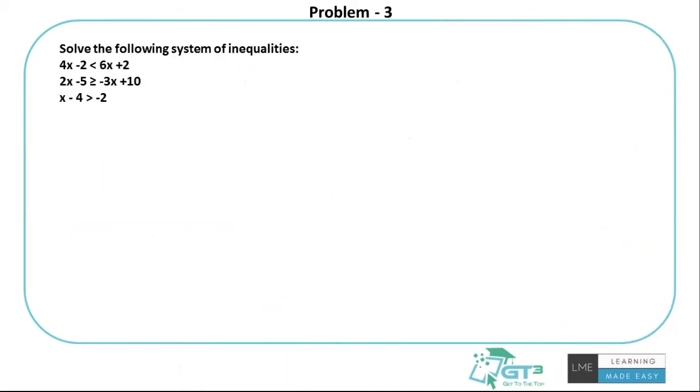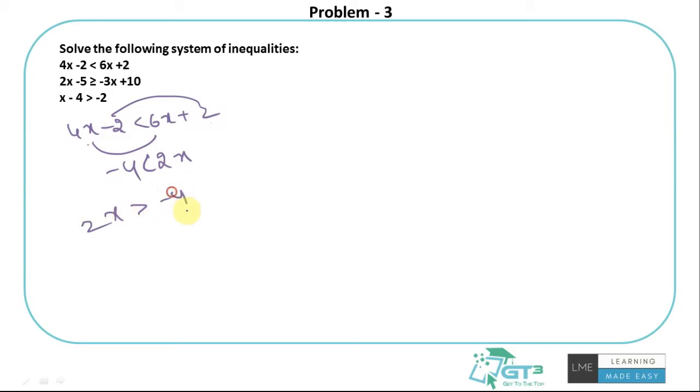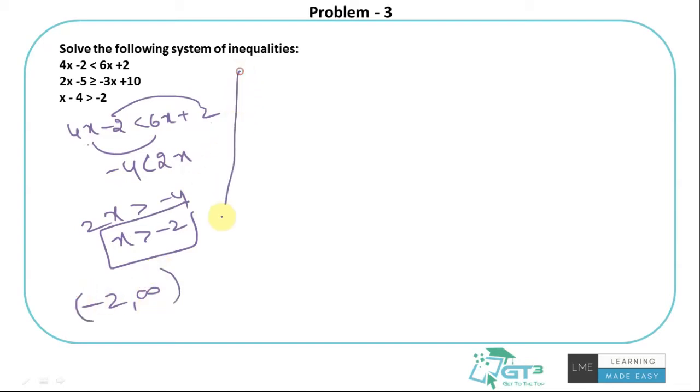Solve the following system of inequalities. So I have three inequalities. Let me solve the first one. 4x minus 2 is less than 6x plus 2. So let me send this side and this side. 4x becomes minus 4x, so 6x minus 4x is 2x. Minus 2 and minus 2 is minus 4. So 2x is greater than minus 4. X is greater than minus 2. So this is basically minus 2 to infinite. This is my first inequality.